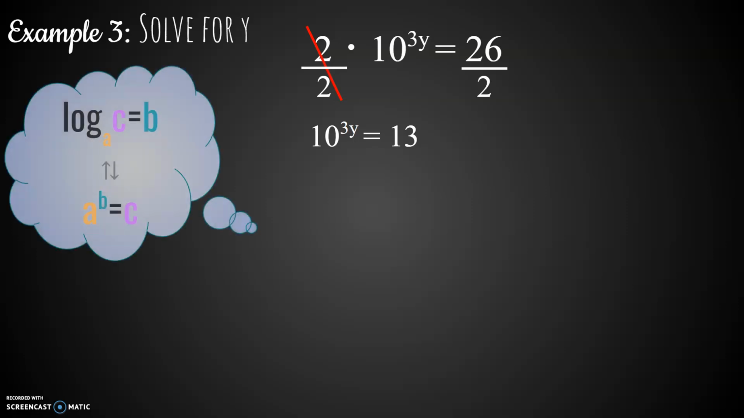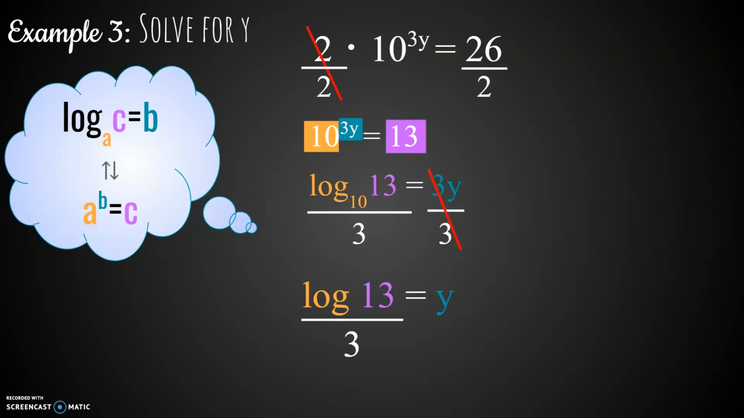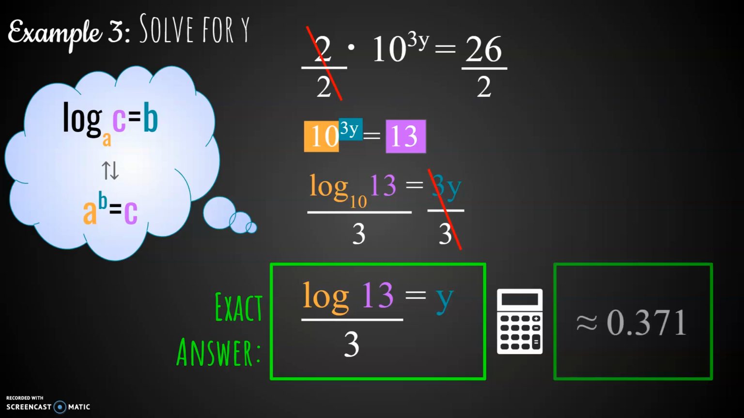Once again, we identify the a, b, and c values as 10, 3y, and 13, and convert the equation from exponential to logarithmic form of log base 10 of 13 equals 3y. Finally, solve for the unknown variable y by dividing both sides of the equation by 3 and getting the final answer of log base 10 of 13 over 3 equals y in terms of base 10 logarithm. A calculator is then needed to find the estimated numerical answer of 0.371.